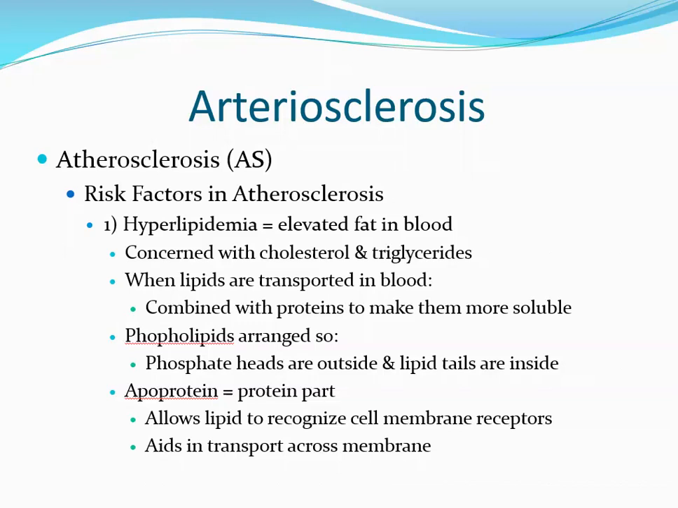Around the cholesterol, you will find phospholipids arranged so that the phosphate heads, which are the water-soluble portion, are arranged all around the outside. The lipid tails, which are insoluble, are pointed more toward the center. Then a protein portion is added called an apoprotein. This is what allows the lipid to recognize cell membrane receptors of cells that need this cholesterol and will aid in the transport of this material across the cell membrane.